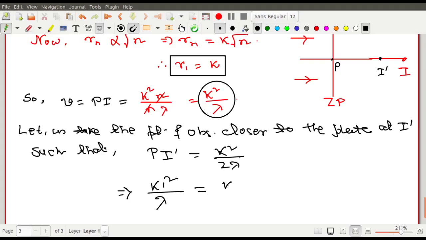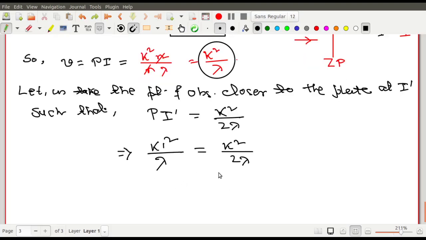And this is k square by 2 lambda, compared to the previous one. This side gives you the independent value of I dash, the left side, and the right side is the value of I dash with respect to I. With respect to I dash, the position of I is given on the right side, and the left side gives the independent position of I dash, but both of them are the position of I dash, so we have equated them.